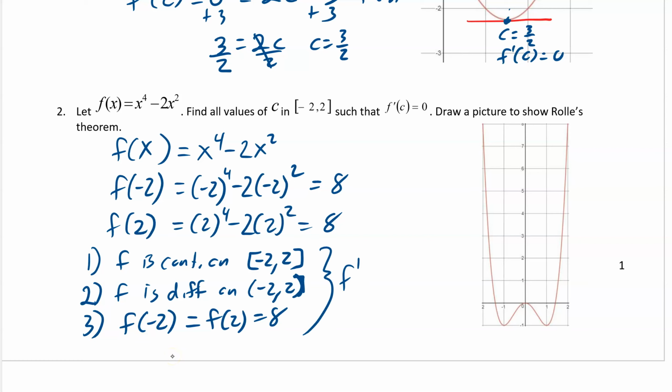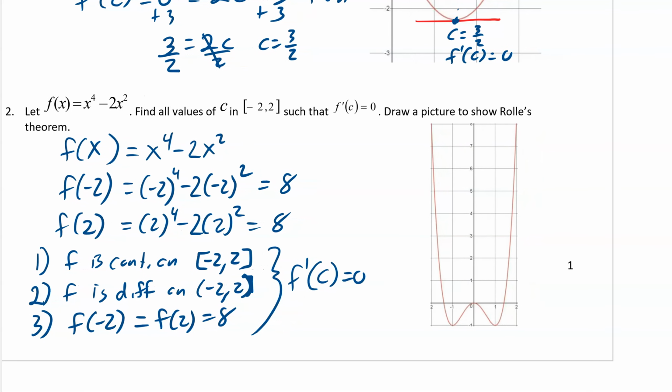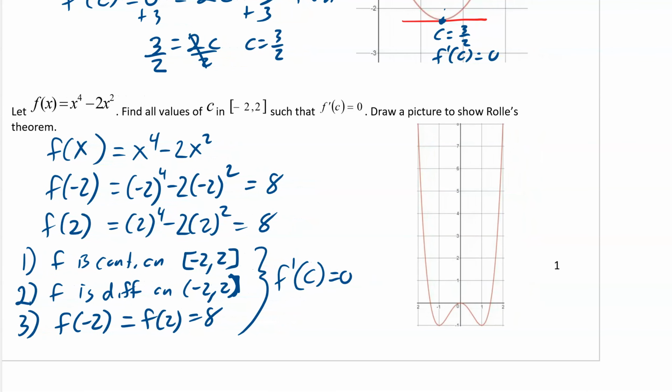Therefore, there must be some derivative with c equal to 0. And we can have multiple points on it. So now we're going to find all of those values. We've shown with Rolle's theorem that there has to be some values. And why is that? Well, because, again, this one is equal to this one, and it's continuous. So let's try f prime of x.